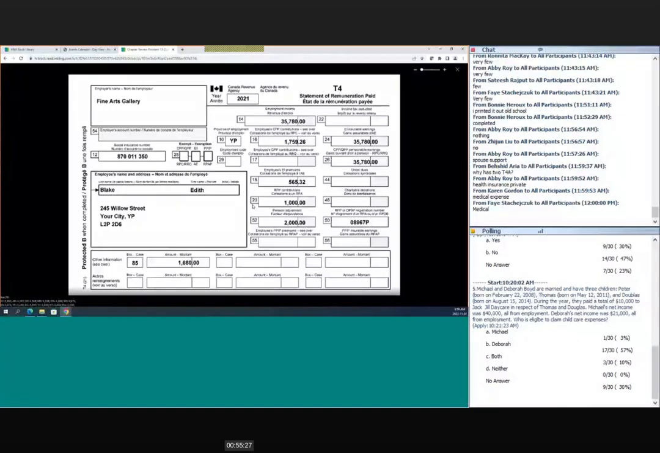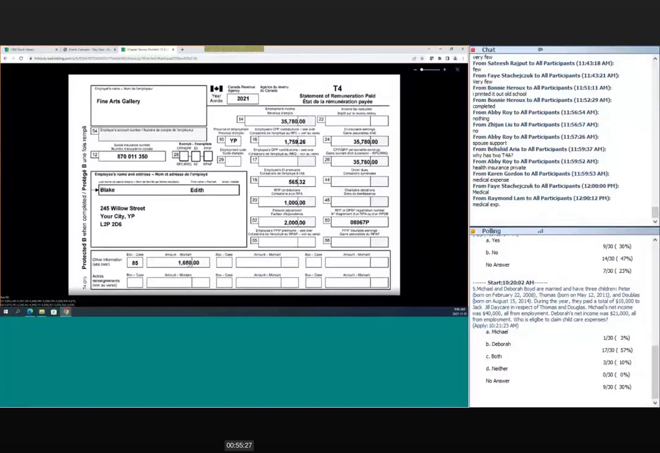So we see this a lot in the office. A lot of times I very seldom see somebody who can claim a medical claim for this because their income is too high.